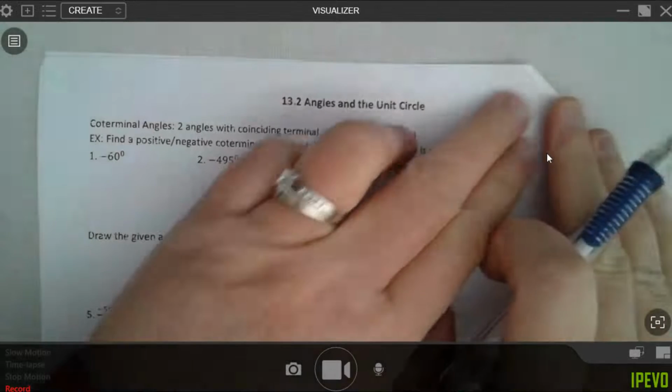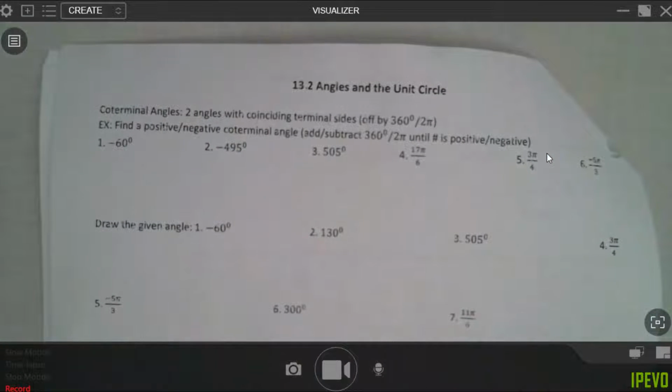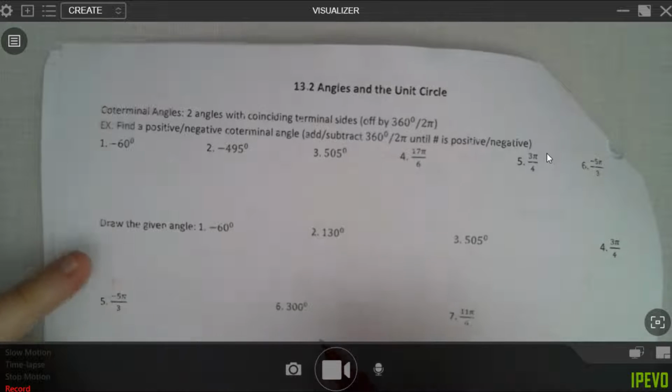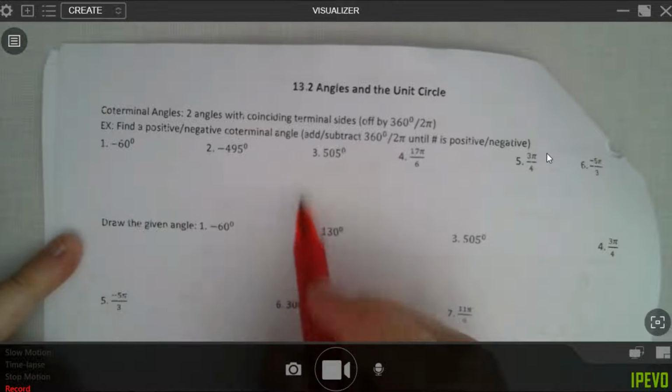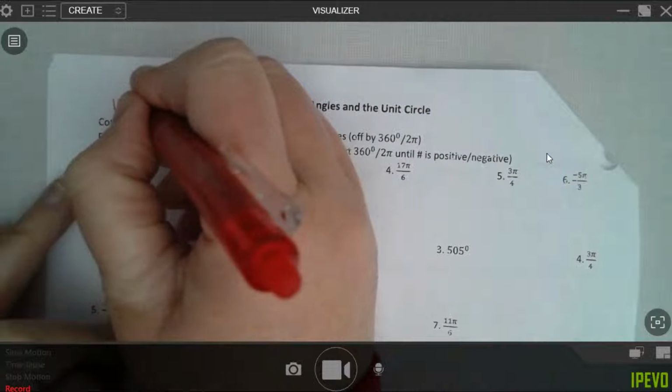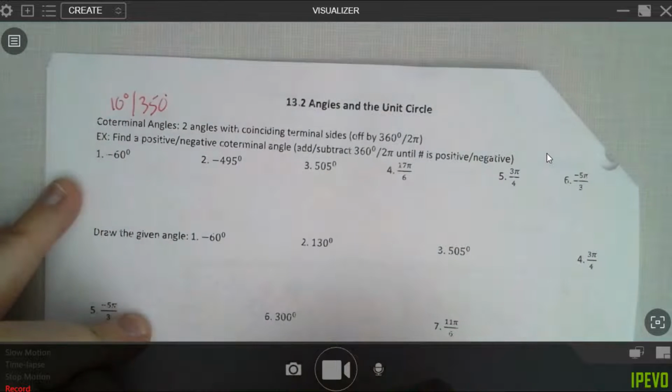All right, so we're going to start off talking about coterminal angles. Coterminal angles are angles that are off by 360 or 2 pi. So what we do is we add or subtract 360. So what I'm saying is that like 10 degrees and 350 degrees are called coterminal angles.